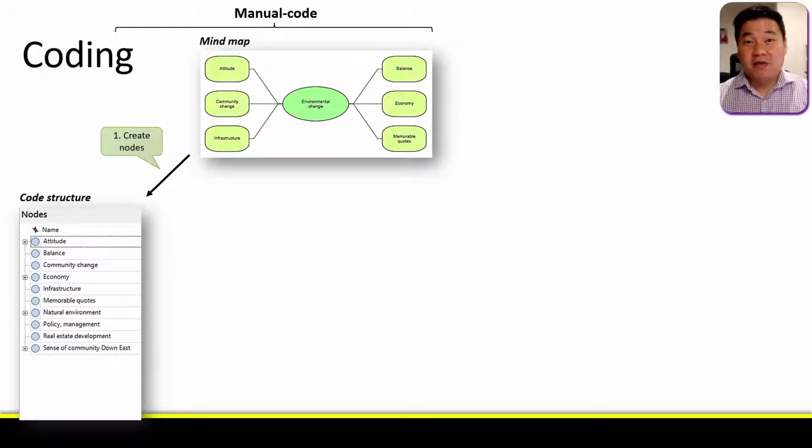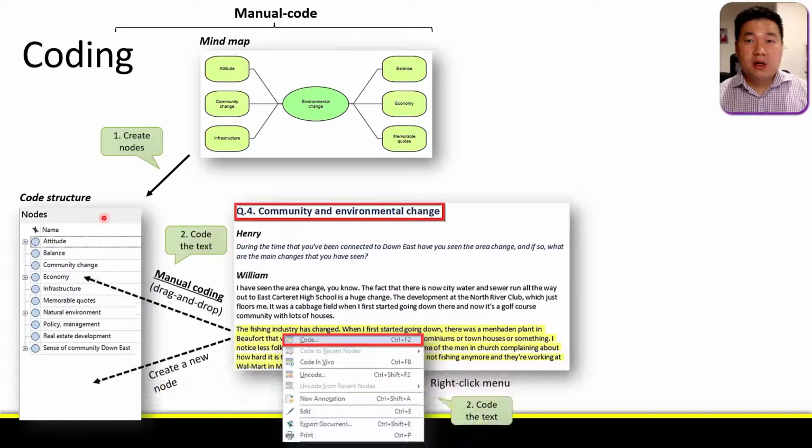So how do we code in NVivo? We first create an initial code structure if we have any prior knowledge of what topics might be found from the data. We do this by making a mind map and then convert it into code. Now we can open the data file, select a text segment, drag and drop it into one of these codes. If you drop the selected text to this empty space, a new code will be created. You can also right-click the selected text and code from the menu.